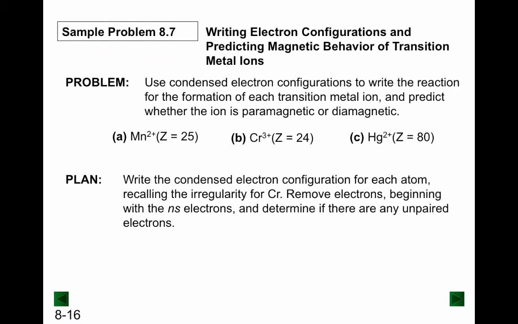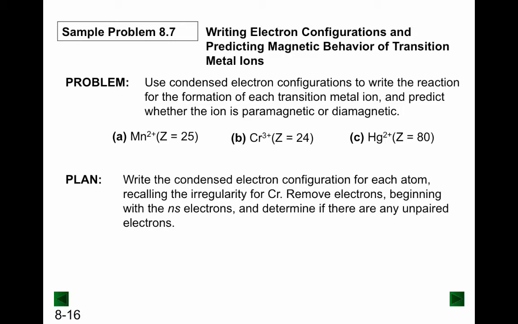Sample problem 8.7 would like us to use condensed electron configurations to write the reactions for the formation of each of the following transition metal ions. Then determine if the ion will exhibit paramagnetic or diamagnetic behavior. What is our strategy? First, write the condensed electron configuration for each atom. Remove electrons beginning with the ns electrons and determine if there are any unpaired electrons remaining. Okay, so that is our strategy.